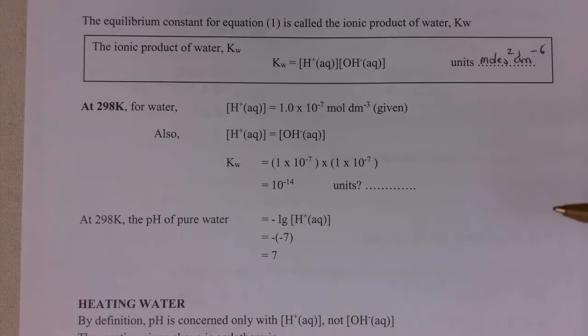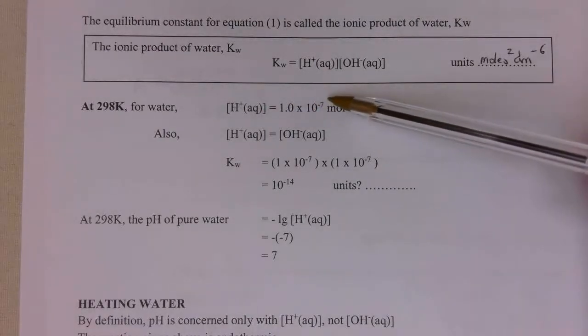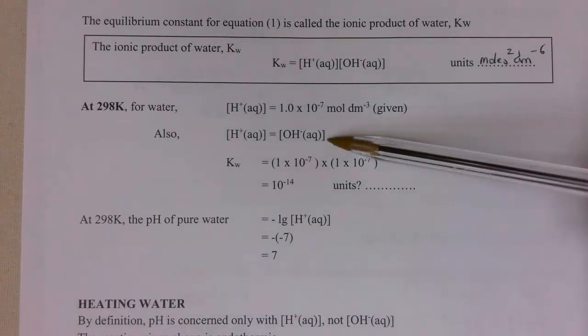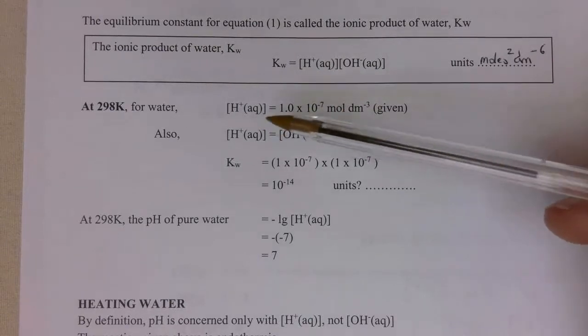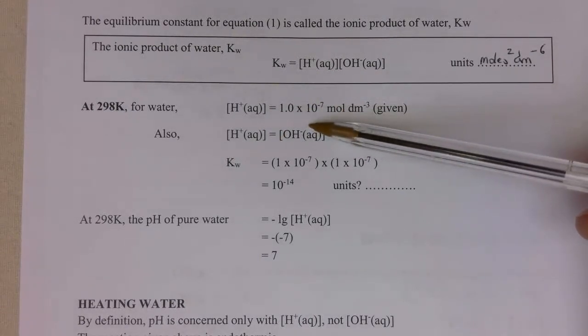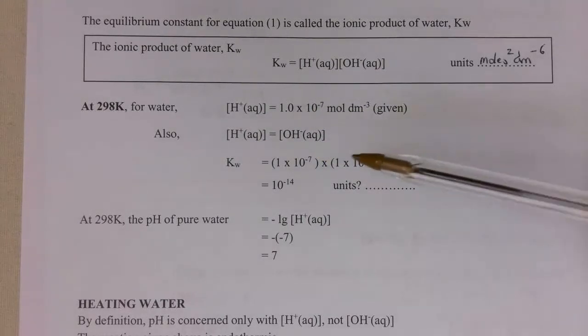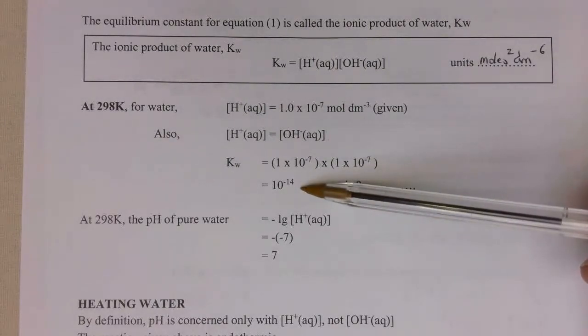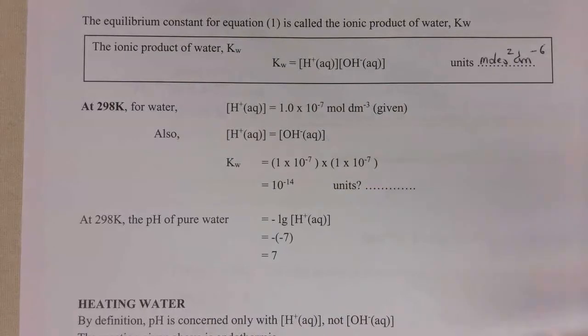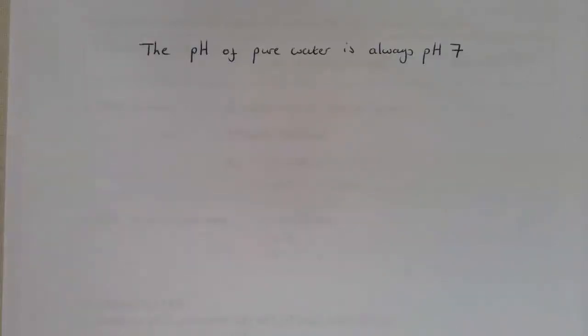So we can work out the Kw at a particular temperature, and we can also work out the pH at a particular temperature. So at 298 Kelvin, the concentration of the hydrogen ions is 1 times 10 to the minus 7. Now, because it dissociates in a 1-to-1 molar ratio, the concentration of the hydrogen ions and the concentration of the OH negative ions are the same. So we've got 1 times 10 to the minus 7 times 1 times 10 to the minus 7, which gives us a Kw value of 1 times 10 to the minus 14, with the same units, moles squared dm to the minus 6.